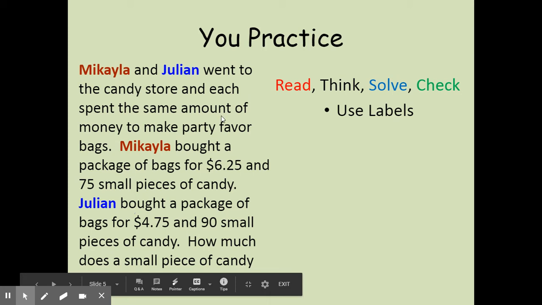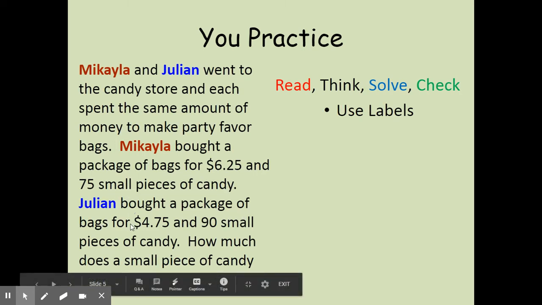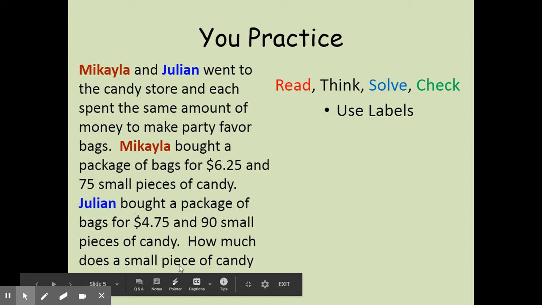It's not that hard. Okay, so Michaela and Julian went to the candy store and each spent the same amount of money to make party favor bags. Michaela bought a package of bags for $6.25 and 75 small pieces of candy. Julian bought a package of bags for $4.75 and 90 small pieces of candy. So how much does a small piece of candy cost? That is my question. So I want to know how much a small piece of candy costs.